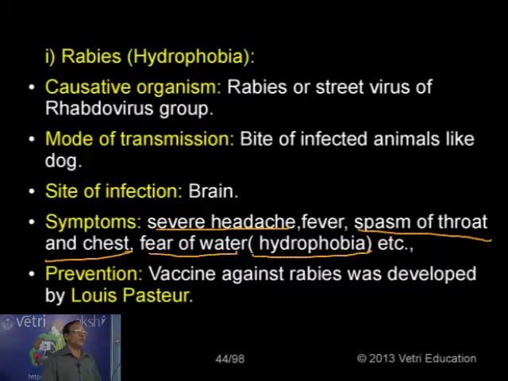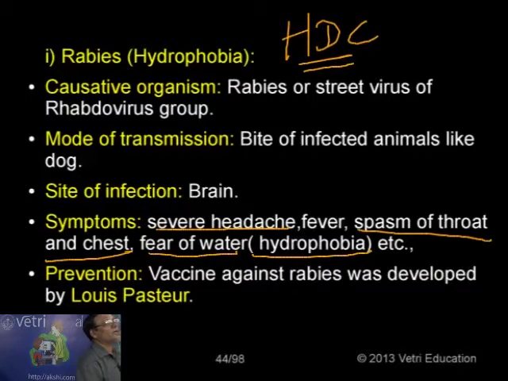And what is the prevention? A vaccine is available. A new vaccine was originally invented by Louis Pasteur and also modified in 1980. That one is called human diploid cell vaccine, HDC vaccine. The vaccine has been prepared by means of the diploid cell strain method.